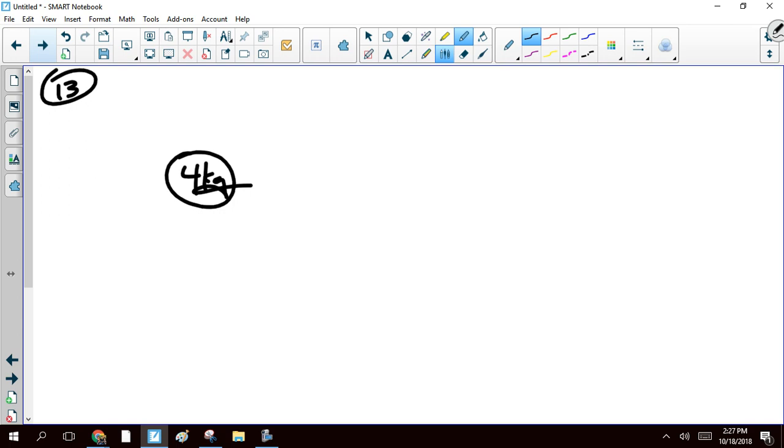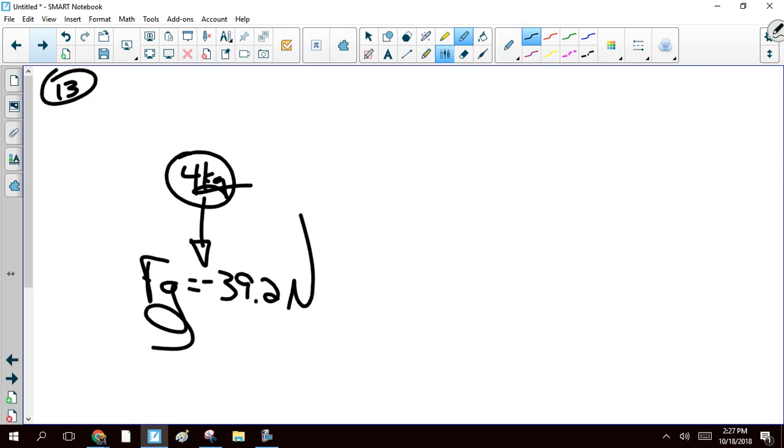What forces are on it? Gravity. Gravity's pulling this thing down. So we can calculate the gravity by doing 4 times negative 9.8, and it gives you negative 39.2 newtons. Okay, well that means that our net force is going to be negative 39.2, right? Because it's the total of all the forces. There's only one force. Net force, negative 39.2 newtons. All right, so that's parts A and B for number 13.